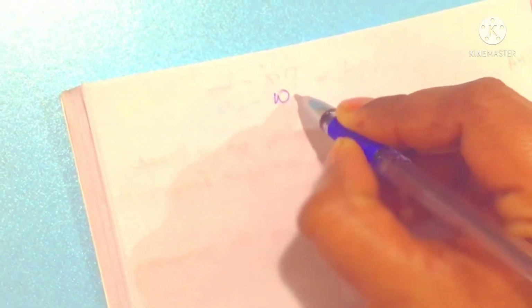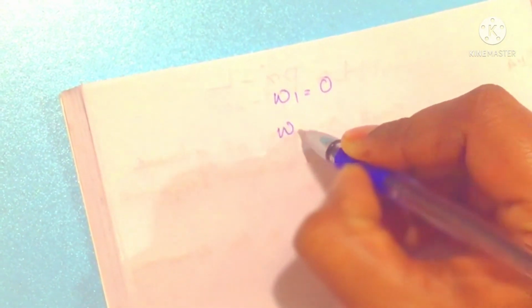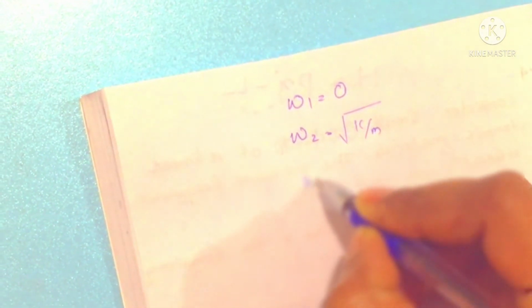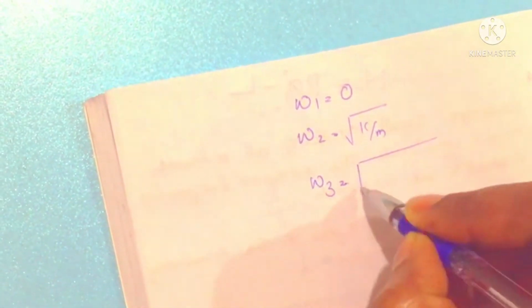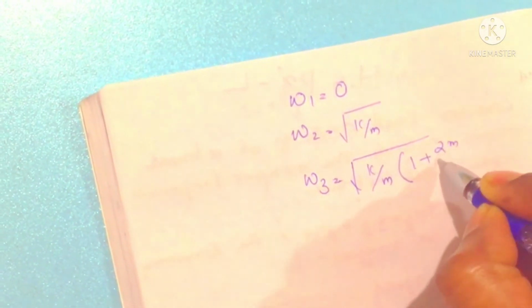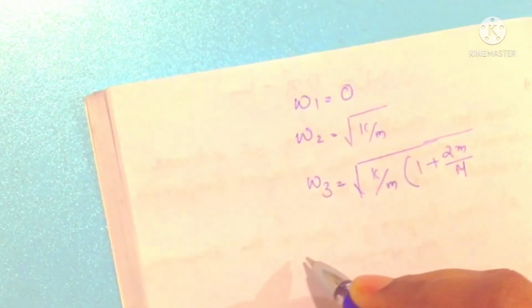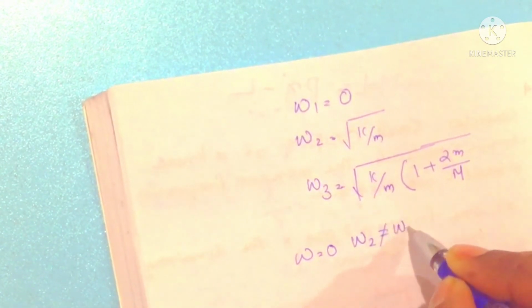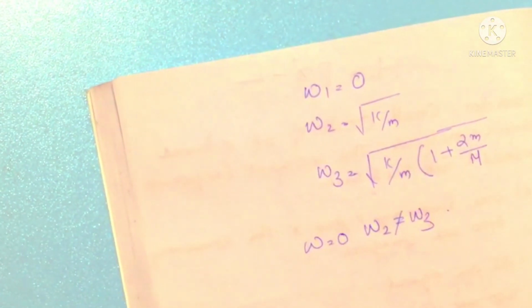If we consider small oscillations in a linear triatomic molecule, the resonance frequencies can be written as omega 1 is equal to 0, omega 2 is equal to root of k by m, omega 3 is equal to root of k by m into (1 plus 2m by M). That is omega 1 is equal to 0, omega 2 not equal to omega 3. That is the answer, option A.